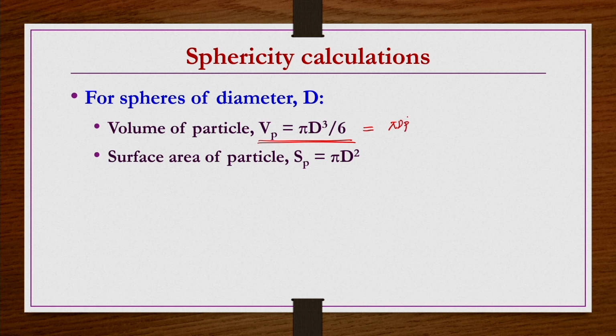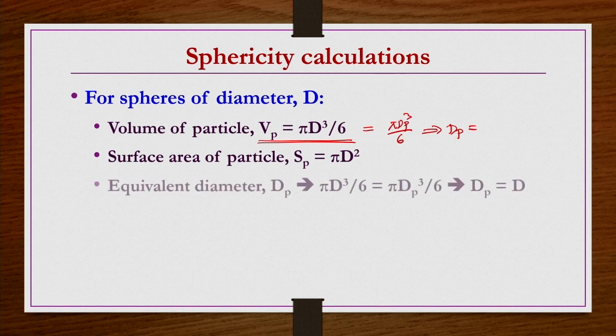Let us say a spherical particle has the size dp. So, pi dp cube by 6 is the volume of that particle, and this volume of the spherical particle is equal to the volume of the particle. So, whatever dp you get from here is nothing but the nominal or sphere volume equivalent diameter. So, equivalent diameter dp calculation.